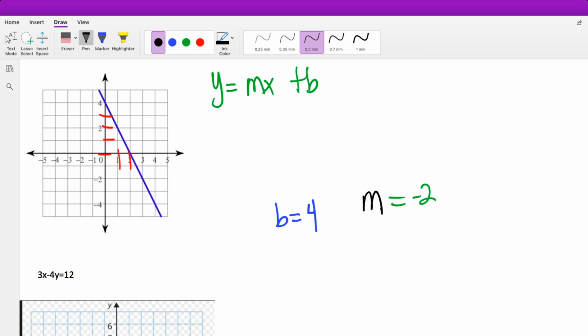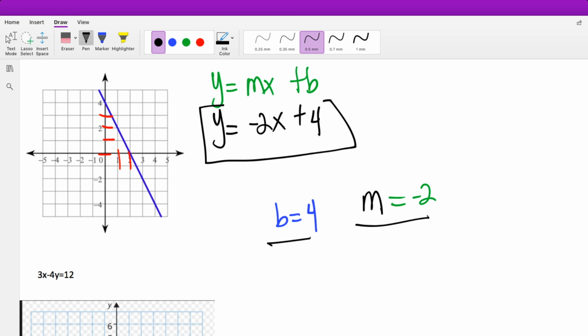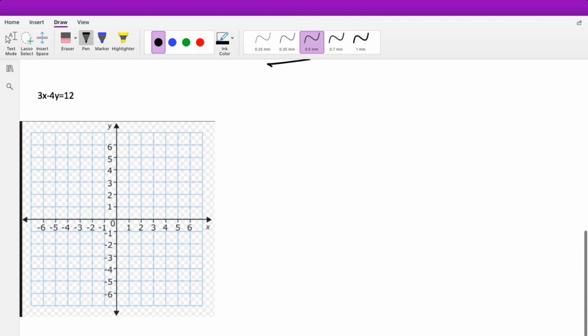Now we have our B, we have our M, and we know what slope-intercept form is. So why don't we just go ahead and put these numbers into slope-intercept form? Y equals -2x plus 4. And that is our answer. Very simple. Okay, now we have this third problem.